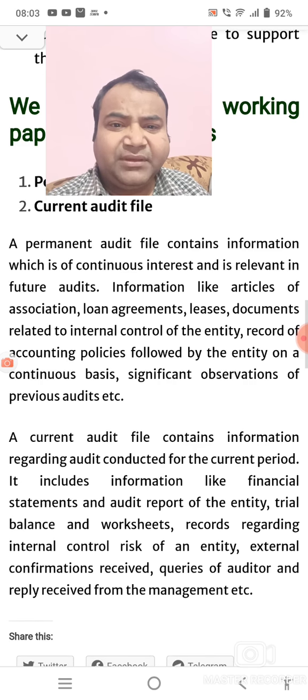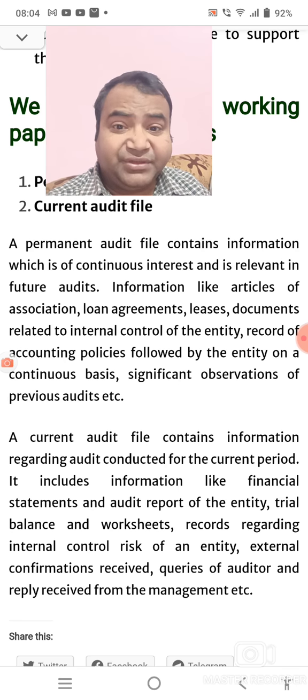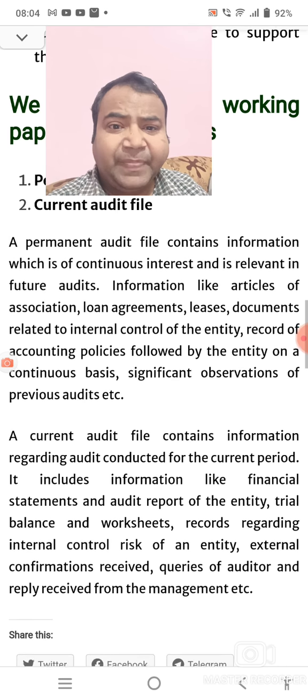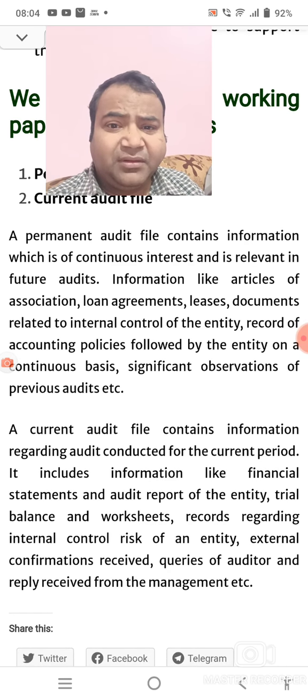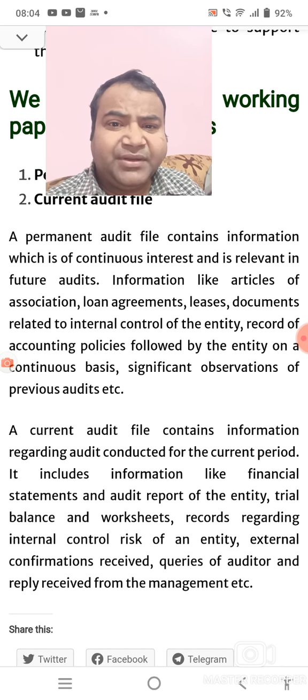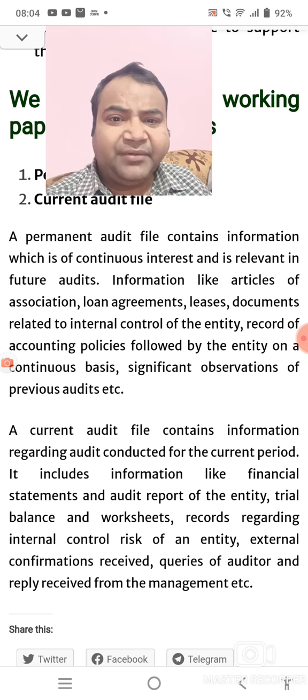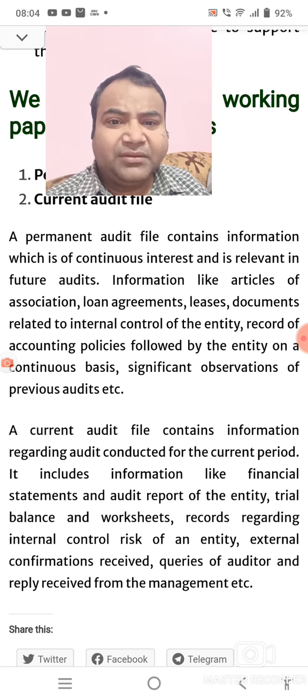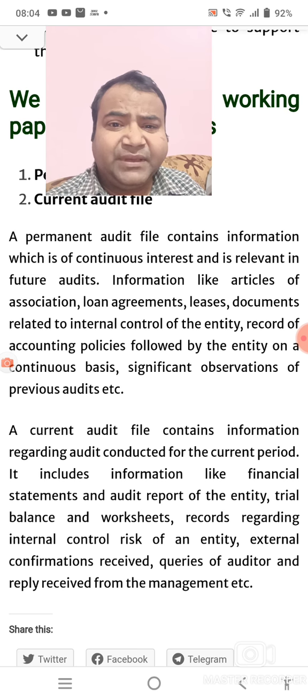The auditor has to see loan agreements, regarding whatever loans we have taken from creditors, banks or other institutions. Those loan agreements will also be mentioned in this particular file. Until that loan is wound up, we have to see the loan agreement. As per the terms and conditions, are we paying interest on that particular loan or not? All this is seen through the permanent audit file.